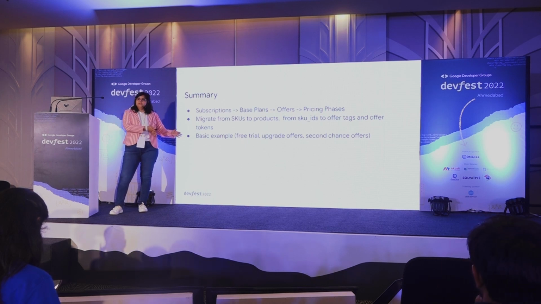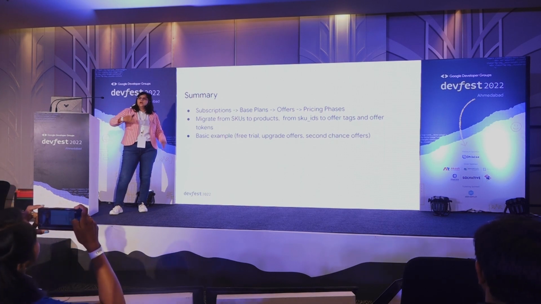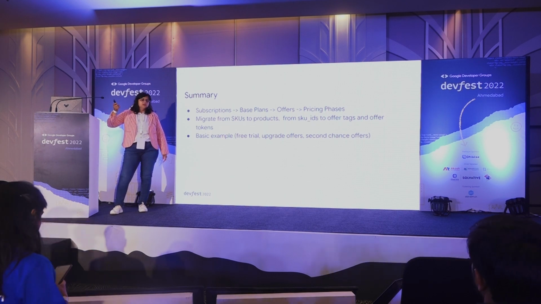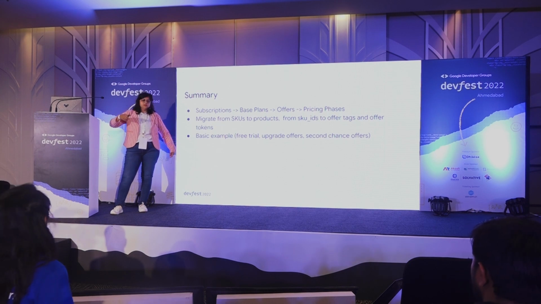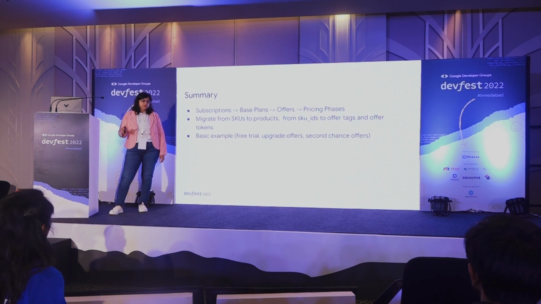how you can have base plans associated with the subscriptions, how you are going to have offers in the subscriptions, how you are going to roll out the offers in various pricing phases to your users. SKUs no longer exist now. So you can say goodbye to SKUs and you need to stick to offer tags and offer tokens.